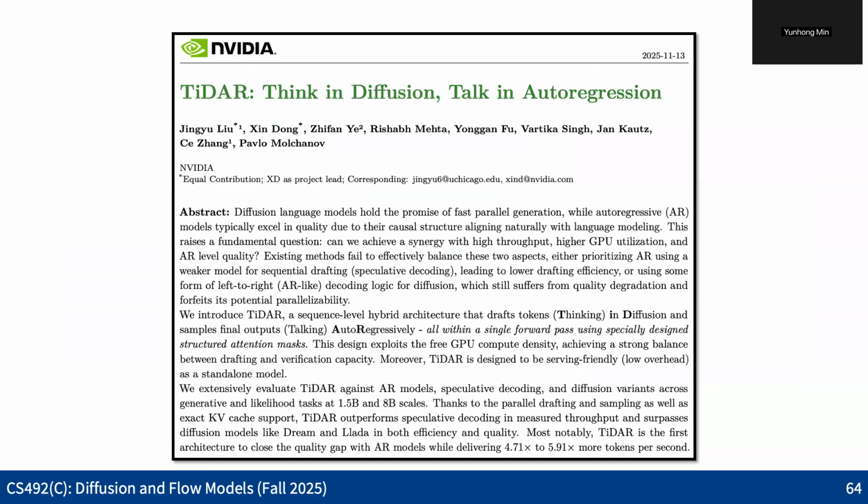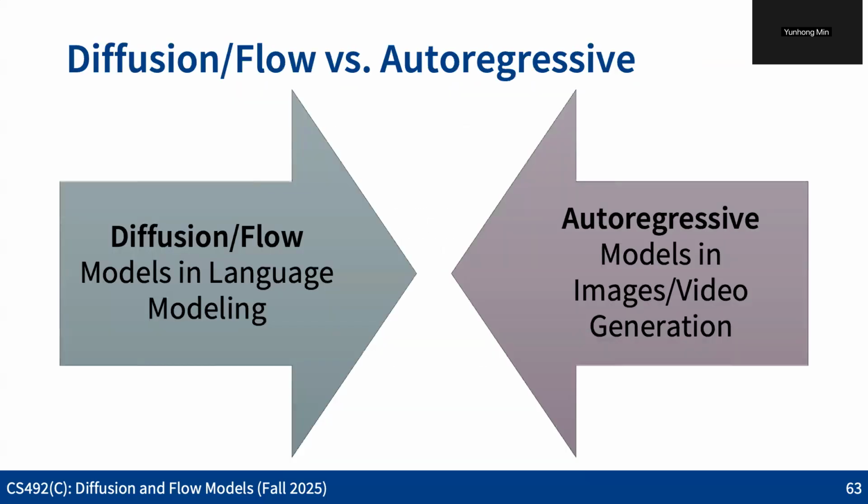So some parts of the text generation are done, especially in the beginning with the diffusion, and the output is basically generated in a more autoregressive way. So you can see many hybrid versions combining these two. This is not just a case of competition between these two. There are also more cases in terms of how we are going to combine them.